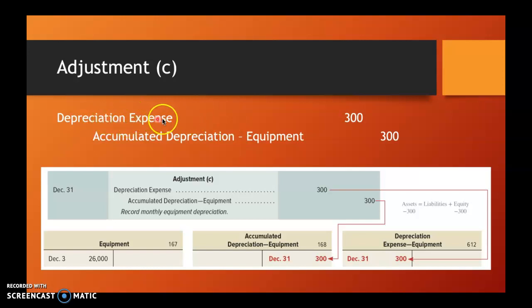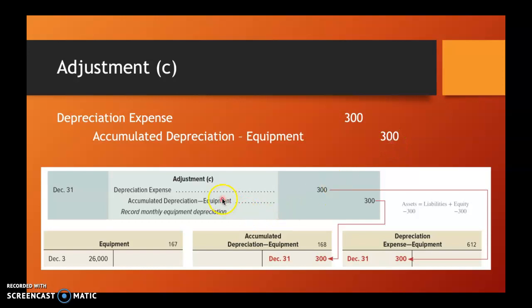In that case, we're going to debit depreciation expense because expenses have a debit normal balance, and we're going to credit accumulated depreciation for equipment. Remember, this is a contra asset account that is going to go right under the equipment account on the trial balance. Because it's a contra asset account, whereas assets usually have a debit normal balance, contra asset accounts have a credit balance of 300.